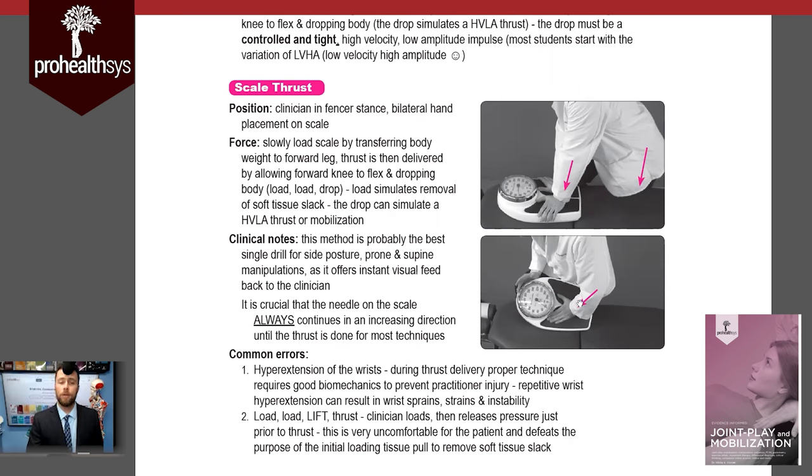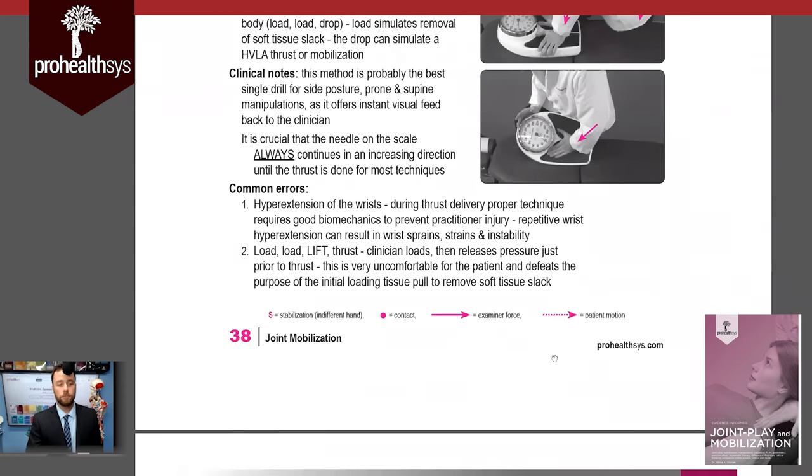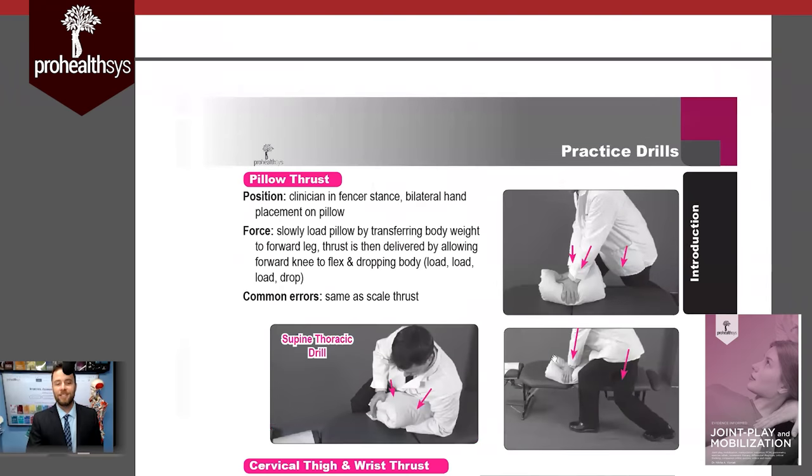Here I am doing a side posture adjustment. Hand is moving in as the hips would be moving down. Pillow thrusts. We did some of these, didn't we? Pillow thrusts. After Brittany decided to not give out the yoga blocks.